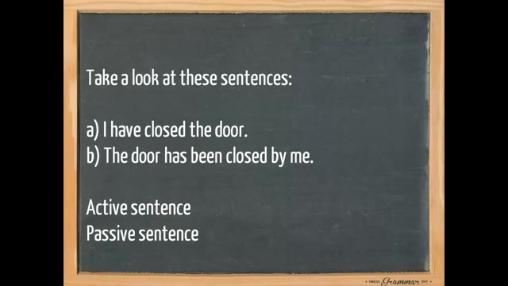So what we do is the object of the active sentence becomes the subject of the passive sentence, and the subject of the active sentence becomes the object of the passive sentence. So I has become me, and the door has become the subject of the passive sentence.